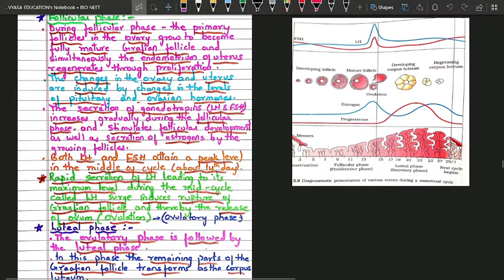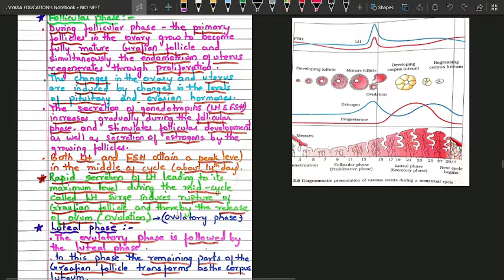rupture of the Graafian follicle. So, that is when rupture happens. Why? Okay, because of the LH surge. LH surge due to the presence of LH, that is luteinizing hormone. It induces the rupture of the Graafian follicle and thereby the release of the ovum.